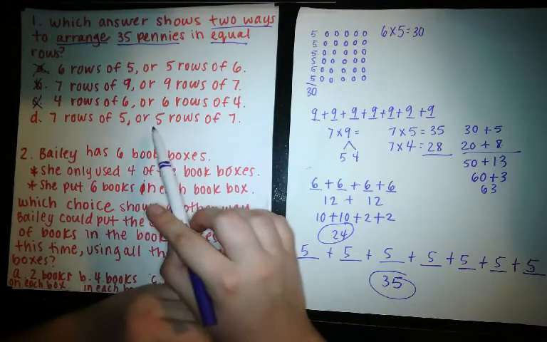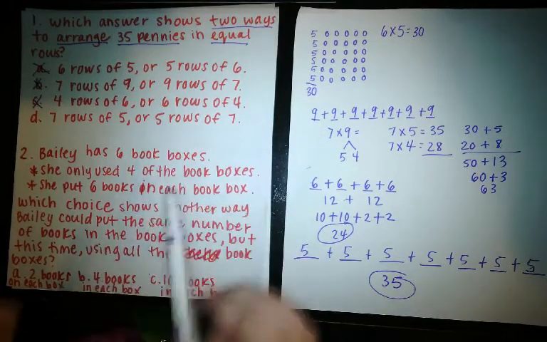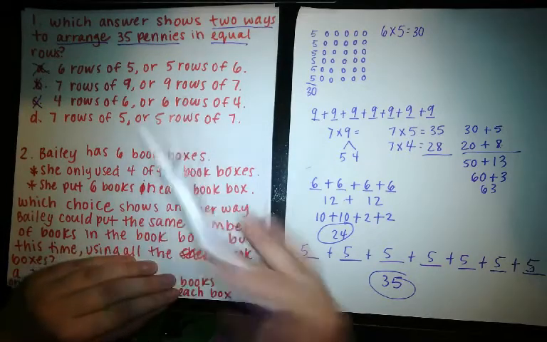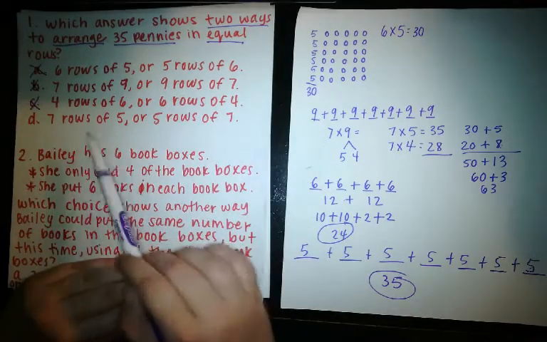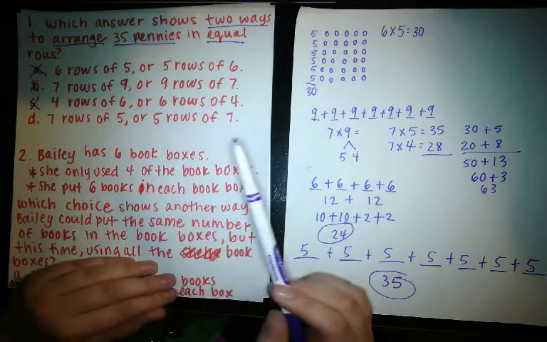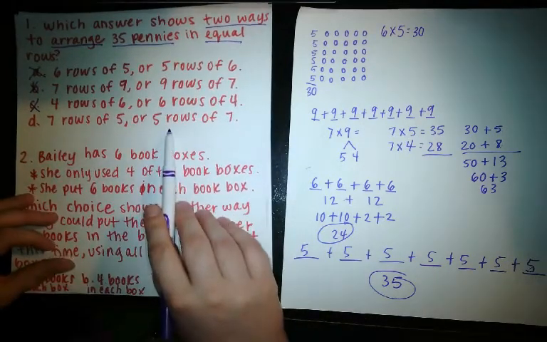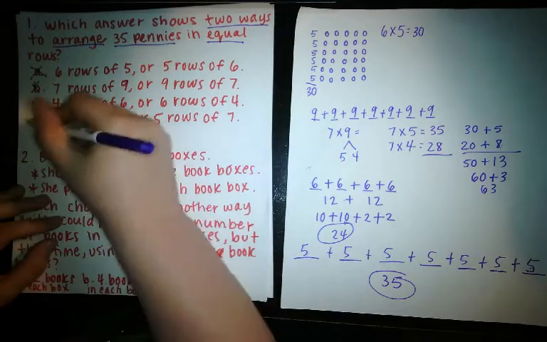Let's double check over here, because it says 2 ways. So let's make sure this one is correct too. 5 rows of 7. What we've been talking about is 7 rows of 5, and 5 rows of 7 is the same thing. They just switched around. So this is 35, and this is also 35. So we know this one is correct.